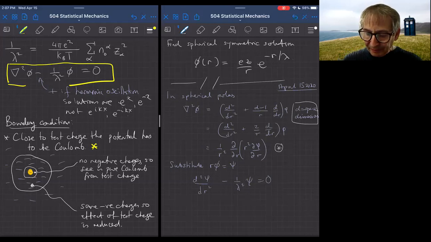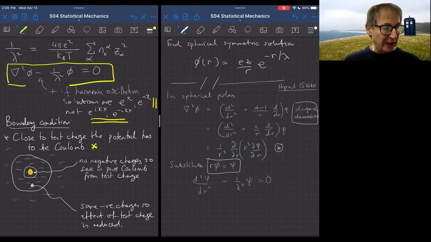And so the trick is simply to make the substitution that phi is some new variable psi over r. If you substitute that in, what you find is that psi satisfies the one-dimensional equation, which looks like a harmonic oscillator equation with the spring constant having a negative sign, and so you have solutions being hyperbolic functions or exponentials rather than the usual sines and cosines that you would get for the harmonic oscillator.